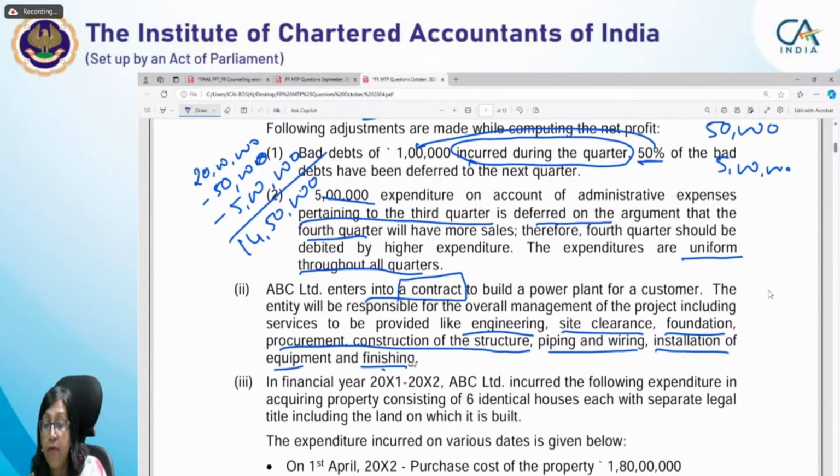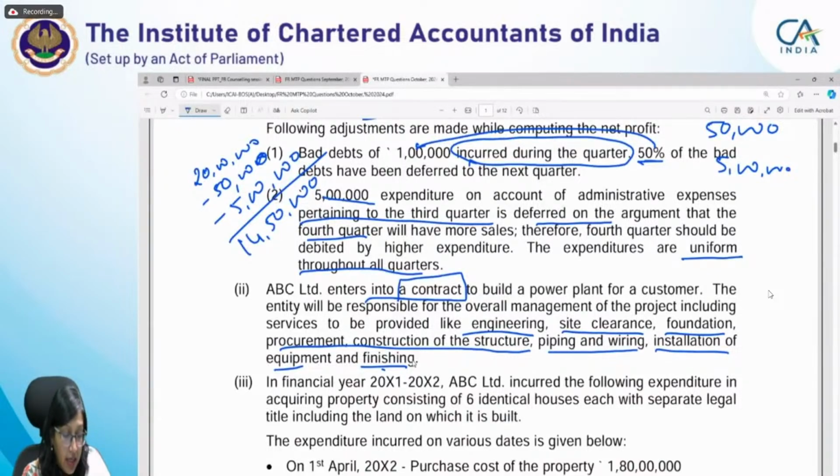You have to go for foundation procurement for that building of the power plant. You need to do the construction of the structure, piping and wiring, and all installation of equipment. They are all part of building a power plant. It is not a separate thing. First thing. Second, criteria as per 115 is that you have to find out whether they are distinct or not.